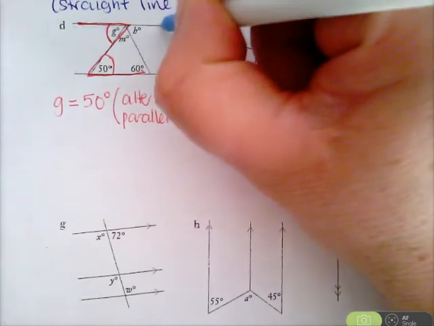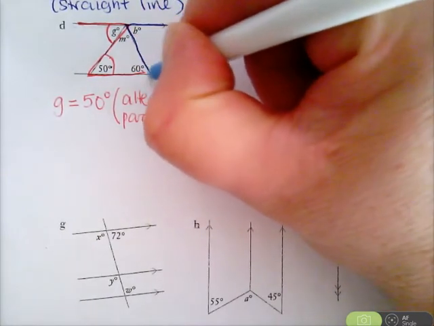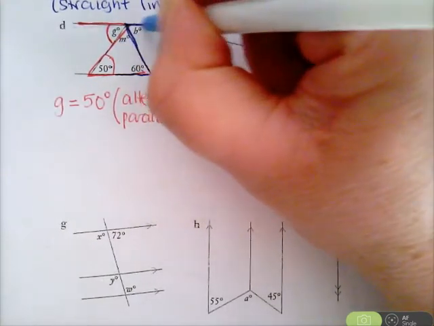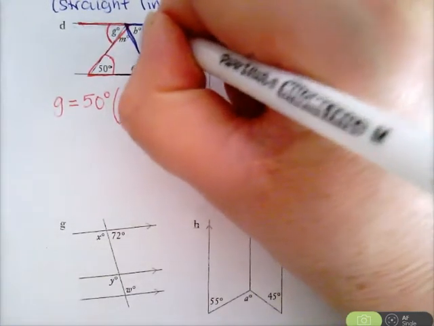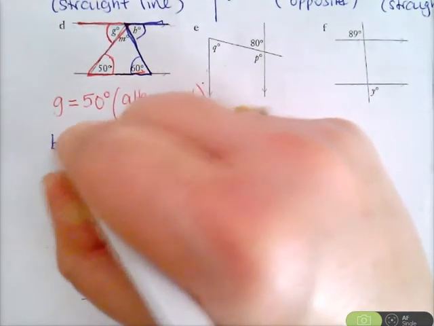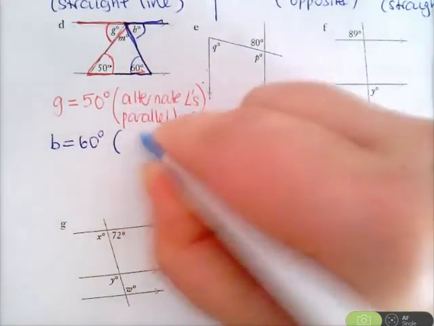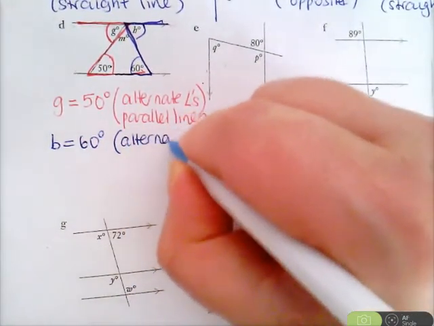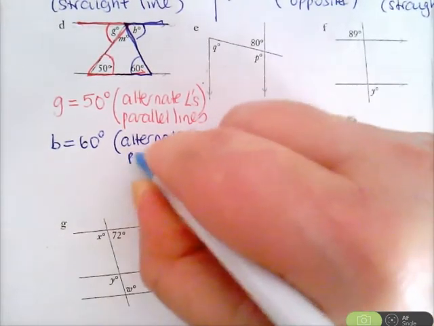Okay, we've also got a backward Z here. So I'm drawing a backward Z here. And inside the corners of the Z, I've got the B and the 60. So B is equal to 60 as well. Again, the same reason, alternate angles, and you have to say parallel lines.